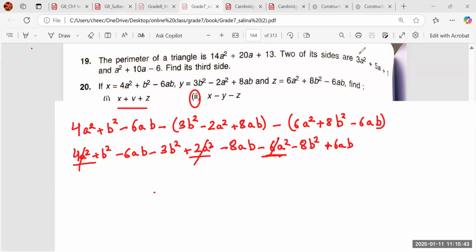Then beta, here also two of the sides, one side is this, second side is this, add them, then subtract from this.